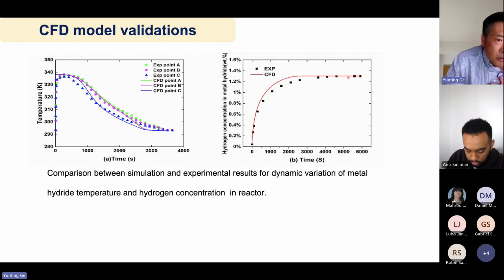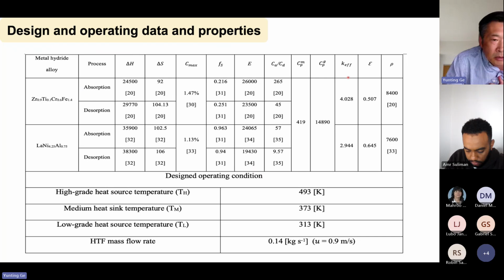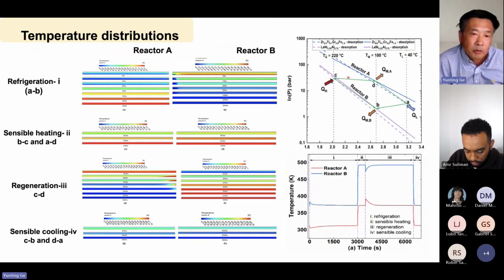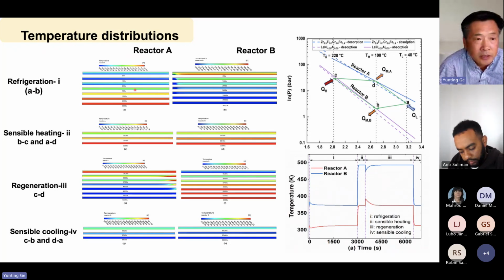So we validated the model, and then we utilize this validated model to do the simulation for the metal hydrogen system. This is the temperature distribution for each reactor, for each process. This is the refrigeration process from A to B.